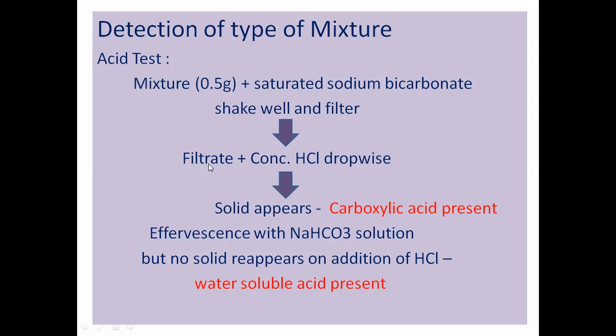So you will take that filtrate and then you add the concentrated HCl. When you add the concentrated HCl, that Na gets replaced by H. This step is regeneration of the acid. And then you will get the solid. You will see that solid appears. So you get to know that a carboxylic acid is present. Now see, if your acid is a solid, then you will get the solid here.